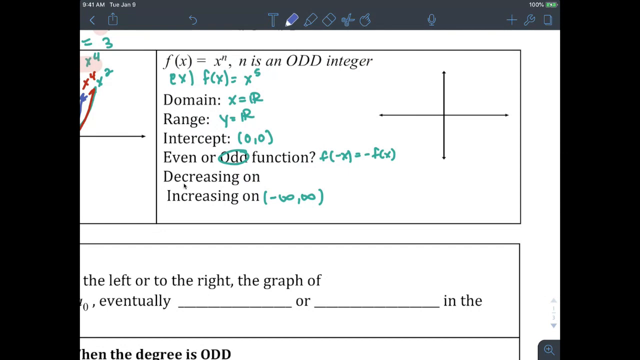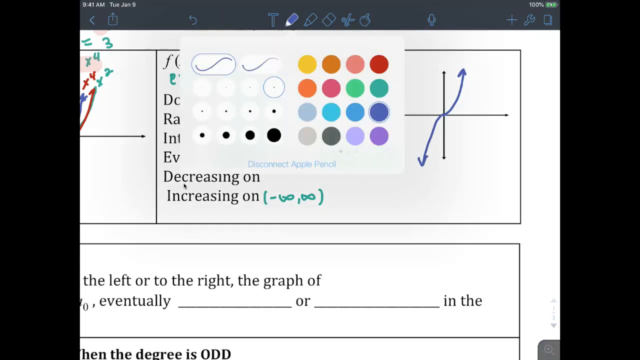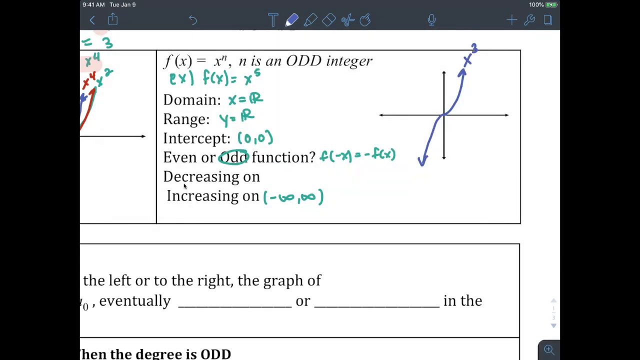We're going to look at odd mother functions. So x to the 5th, x to the 3rd, x to the 7th. We can see that their domain is all real numbers. The range is all real numbers. We intersect at (0, 0). It's an odd function, and it's always increasing. So it's going to look something like this, like a cube. This would be like x cubed.